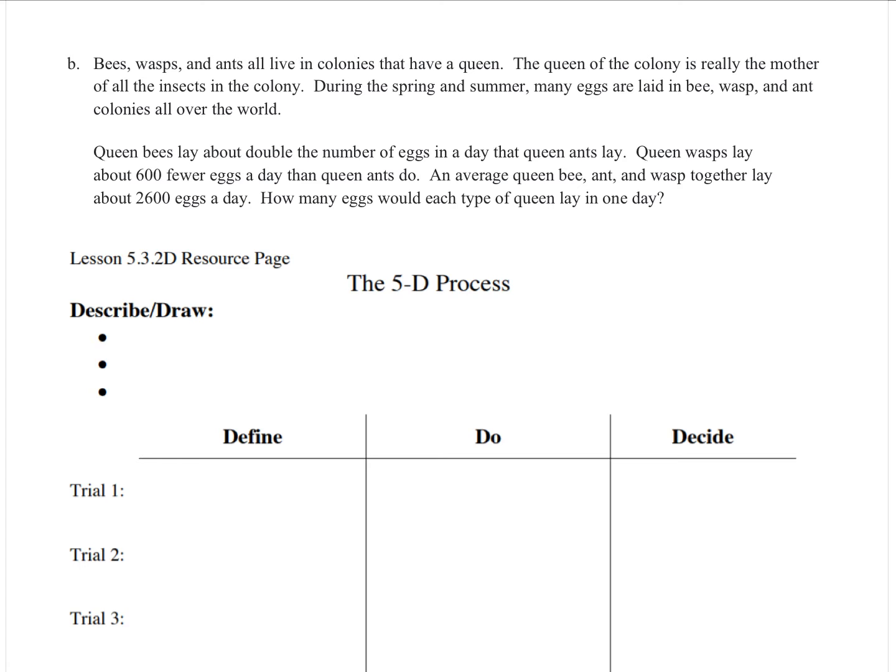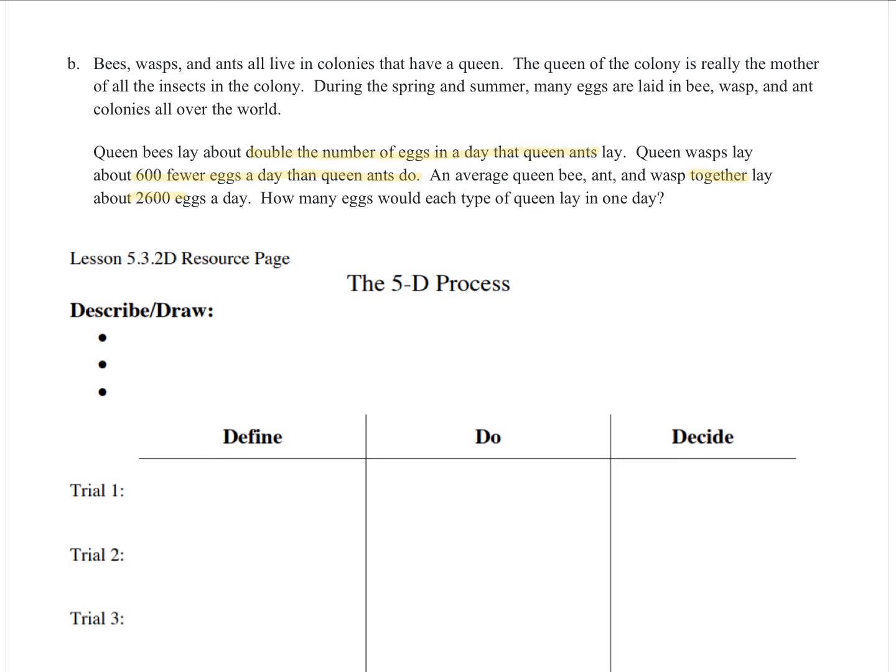Now we're getting into the meat of the problem. So I'm going to go through and highlight some important information. Queen bees lay about double the number of eggs in a day that a queen ant lays. Queen wasps lay about 600 fewer eggs than queen ants do. On average, queen bee, ant, and wasps together, so what operation would we use there, lay about 2,600 eggs a day. How many eggs would each type of queen lay in one day?